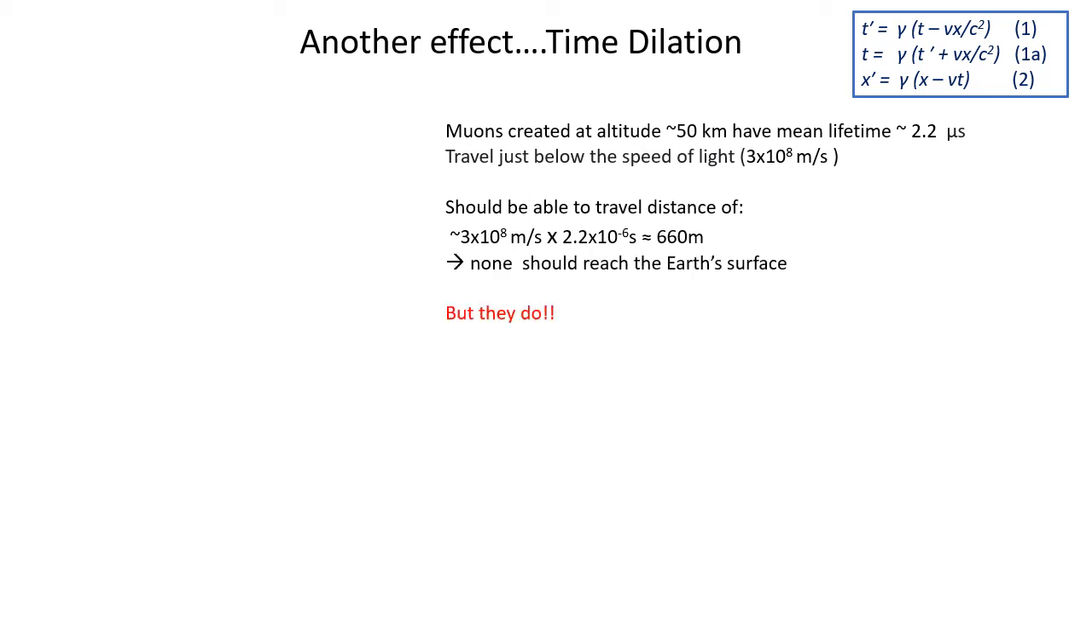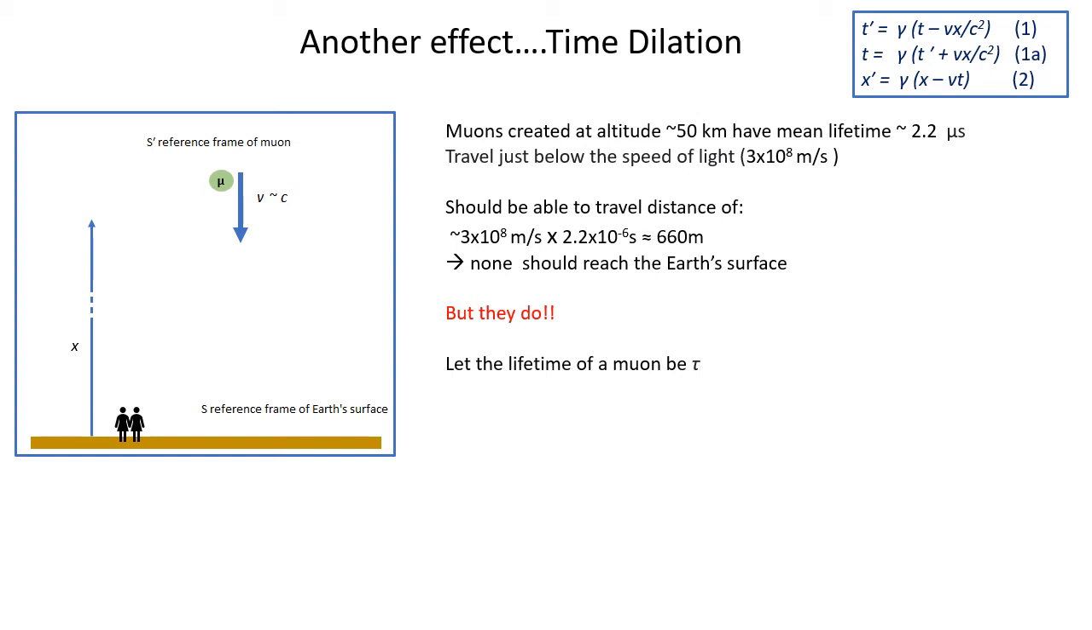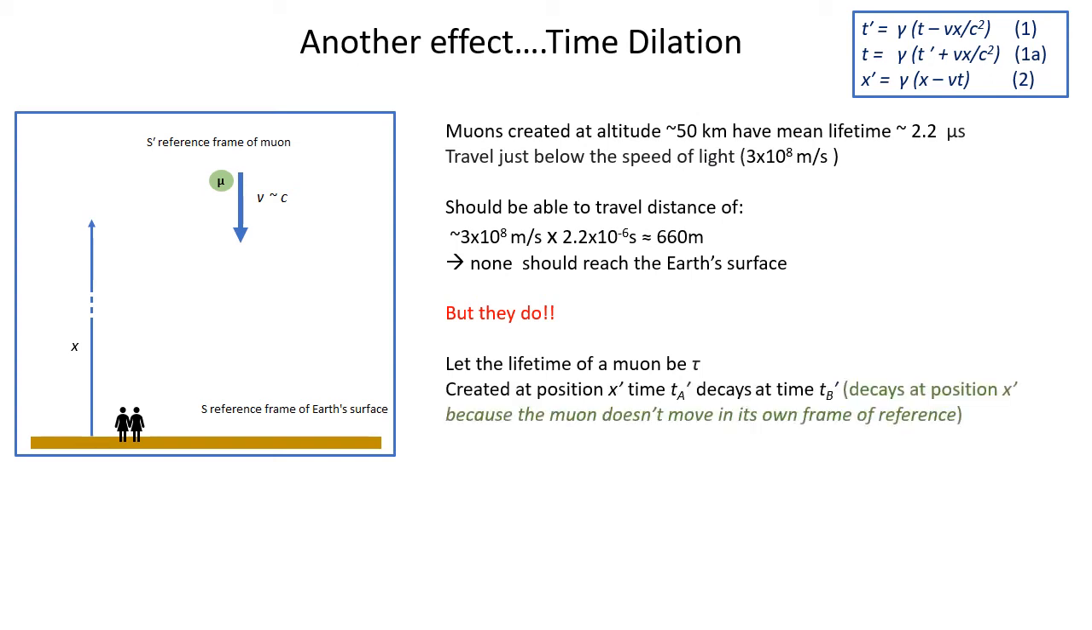So if you look at a muon in special relativity and call its lifetime the Greek letter tau, and we look at the muon's frame of reference, then it's created at position x' at time ta' and decays at time tb', which is also at position x' because we're in the muon's frame of reference. What we want to do is to find its lifetime in the Earth's frame of reference. Let's call this tau e.